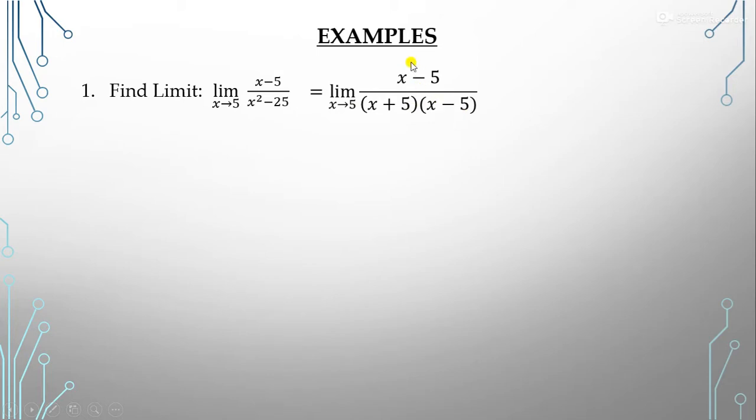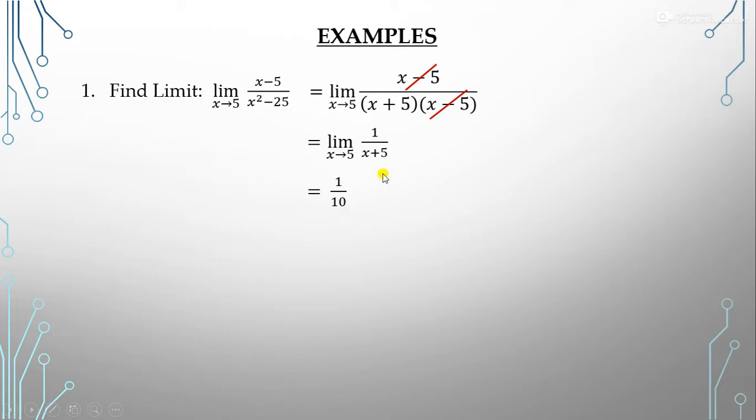Now you see here, in the numerator we have x minus 5 and in the denominator we also have x minus 5. So these terms will be cancelled out. Remaining we have 1 upon x plus 5. Now you apply your substitution method, means put x tends to 5. So it becomes 5 plus 5, 10, so it is 1 by 10. So you will get the value of this limit, that is 1 by 10.